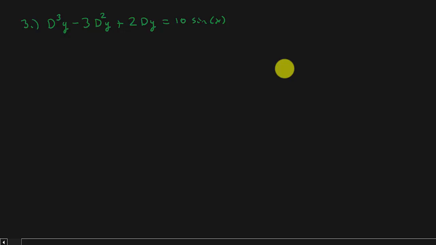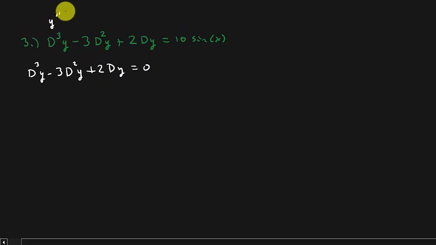All right. So we've got d3y minus 3d2y plus 2dy equals 0. Okay, and keep in mind this is y triple prime minus 3y double prime plus 2y prime equals 10 sine x, in case your book uses this notation. Okay, it's just a different notation for the derivative. This is third derivative, second derivative, first derivative.